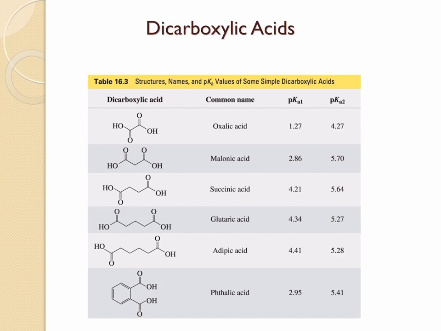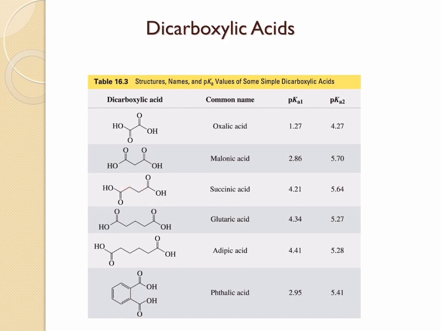Oxalic acid is an example for a dicarboxylic acid where the two carboxylic acid groups are separated by 0 carbons. You do not have any carbons in between. Malonic acid has 1 carbon in between. So basically this is going to be a CH2 group. And succinic acid has 2 CH2s in between the two carboxylic acids.